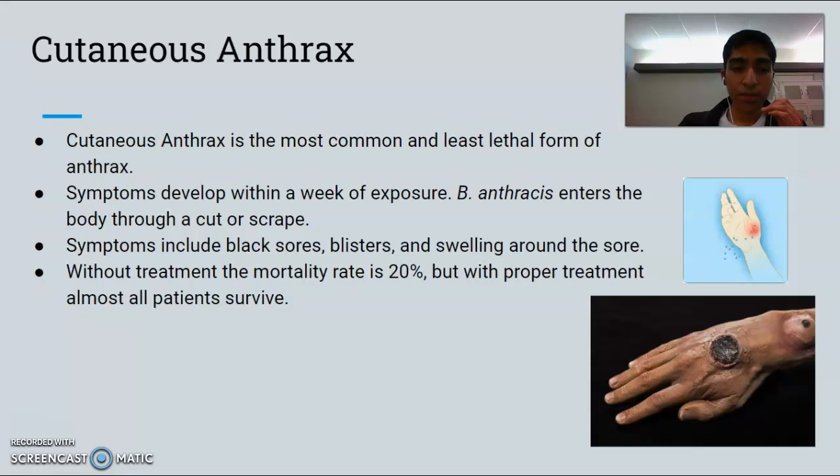And the most common symptoms, so you can see here, is the black sore that is surrounded by some swelling of the skin, as well as blisters, which usually manifest themselves on the face, hands, arms, and neck. Without treatment, the mortality rate is about 20%, but with proper treatment, cutaneous anthrax is not lethal.